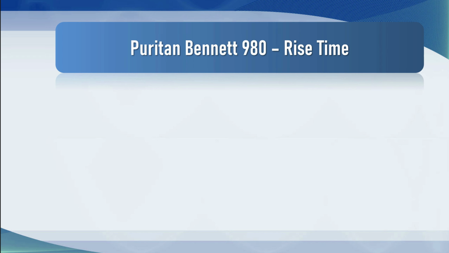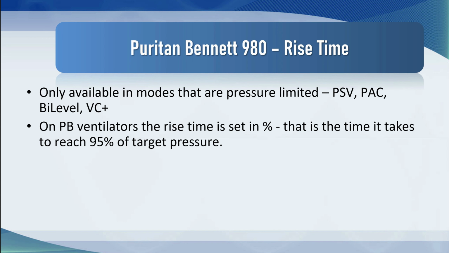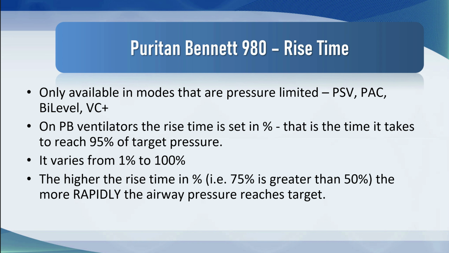Just to remind you, this is only in pressure limited modes. It's quite confusing on the Puritan Bennett ventilator because it uses a proprietary algorithm in pressure support that's very hard to get your head around. So I'm just going to keep it simple. On the Puritan Bennett ventilators, the rise time is set in percentages, and that is the time it takes to reach 95% of target pressure. It varies from 1% to 100%. The higher the rise time in percent, for example, 75% versus 50%, the more rapidly the airway pressure reaches its target. So 75% is quicker than 50% for reaching the target.